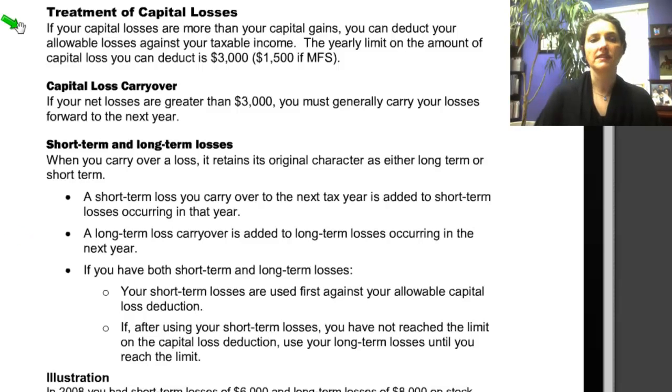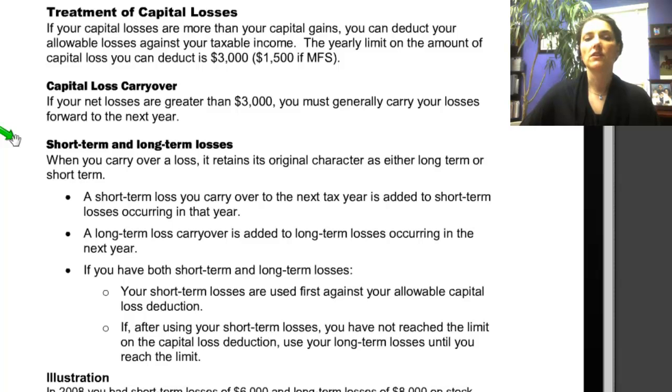Treatment of capital losses. If your capital losses are more than your capital gains, you can deduct your allowable losses against your taxable income. The yearly limit on the amount of capital loss you can deduct is $3,000, or half that amount if you are married filing separate. Capital loss carryover. If your net losses are greater than $3,000, you must generally carry your losses forward to the next year. Short-term and long-term losses.